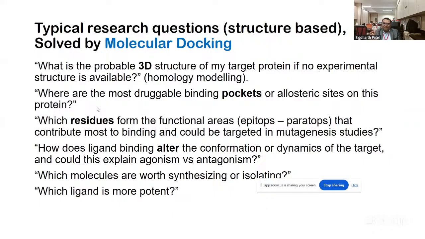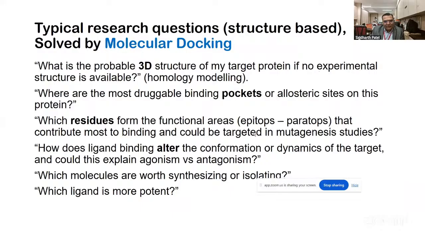But those residues, which residue is functional, that we can understand. The next one is, how does ligand binding alter the conformation? That means when a ligand binds with the protein, the 3D structure of the protein will change. And how does it change, that we will see. I'll show you a small video so that you will understand how the conformation changes, how the molecule dances with the protein.